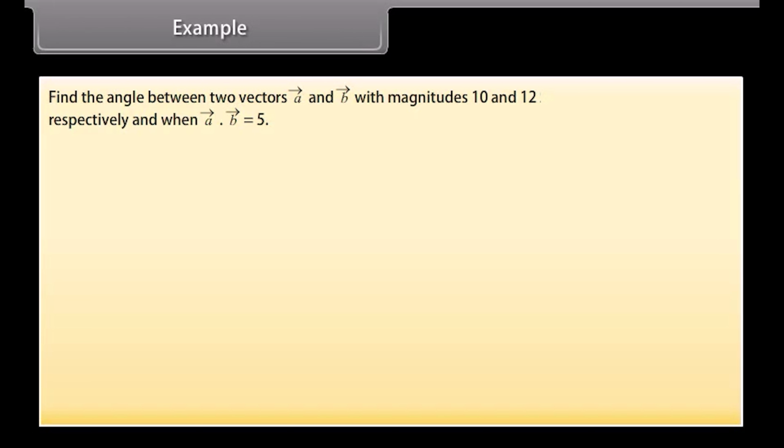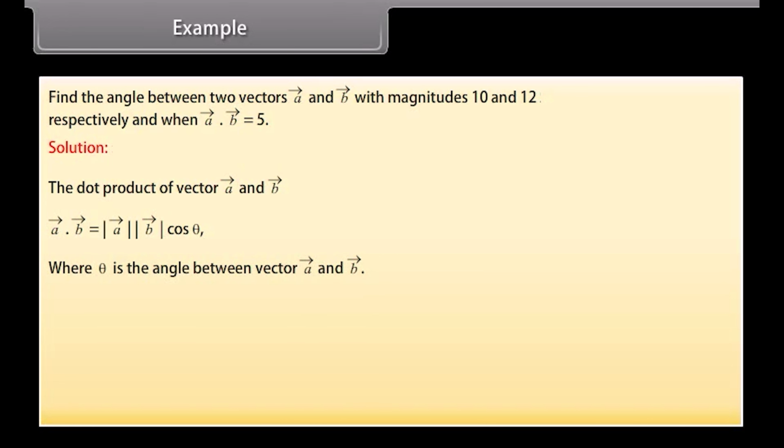Example. Find the angle between two vectors A and B with magnitudes 10 and 12 respectively, and when the dot product of vectors A and B is equal to 5. Solution. The dot product of vector A and B is the magnitude of A times the magnitude of B, then multiplied by the cosine of the angle between A and B. Cos theta is equal to the dot product of vector A and B by magnitude of vector A into magnitude of vector B.